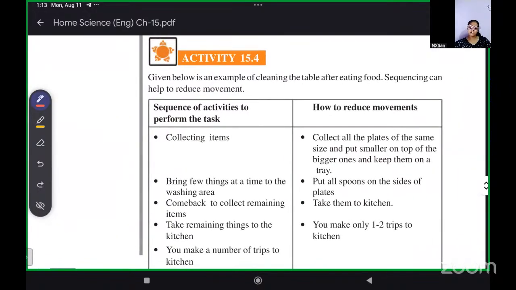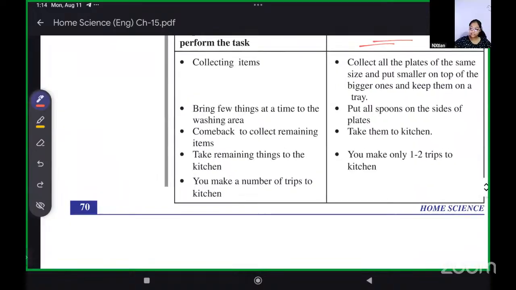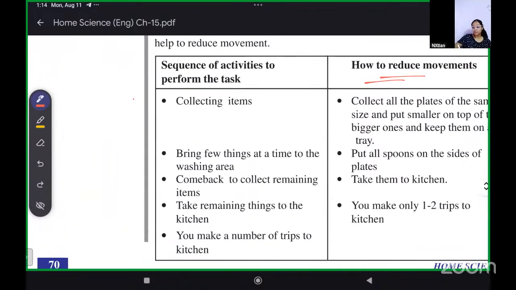Now you have an activity. Given below is an example of cleaning the table after eating food. Sequencing can help to reduce the movement. Write the sequence of activities to perform the task and how to reduce the movements. These are the activities. Let's read them: collecting the items, bringing a few things at a time to the washing area, coming back to collect the remaining items. You make a number of trips to the kitchen. You're going, taking some things, then coming back, taking some more things, then going back, taking the leftover things.